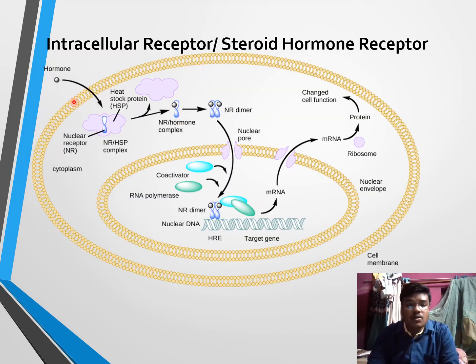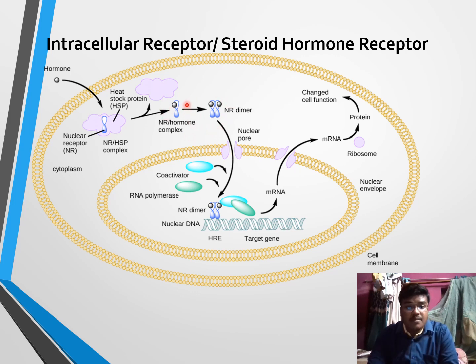One example of an intracellular receptor or steroid hormone receptor is the estrogen receptor, that is a nuclear receptor. When estrogen is not present, the nuclear receptor is bound with the heat shock protein in the cytoplasm and forms the nuclear receptor heat shock protein complex. When the hormone diffuses into the cytoplasm, the estrogen binds with the nuclear receptor and the heat shock protein is released from the receptor. In this way, the nuclear receptor estrogen complex is produced.